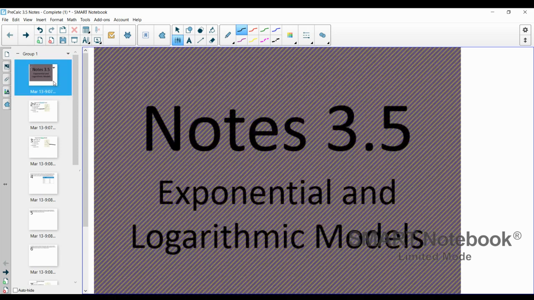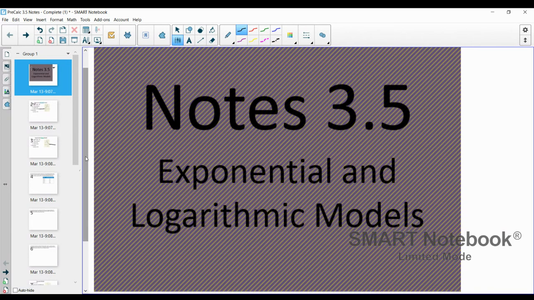Okay. So we have notes 3.5. Again, still using exponential and logarithmic models, but today we're going to look at the growth model and the decay model.